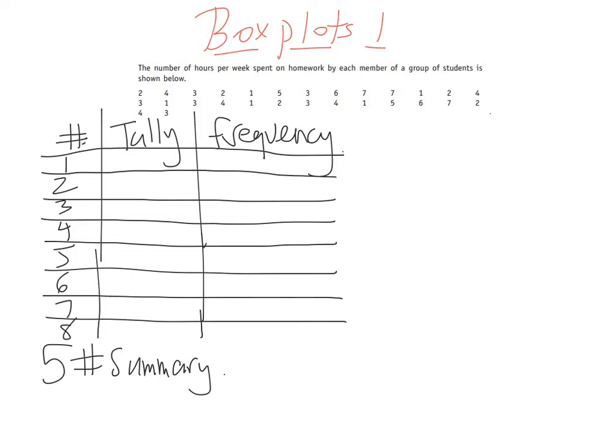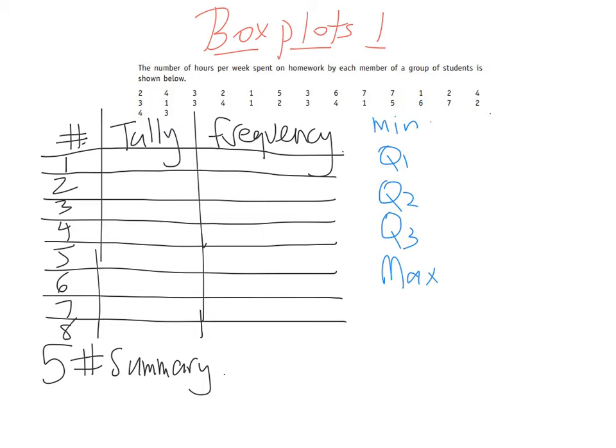Okay, to draw a box plot, what we need to do is take our set of data and write it in the form of a 5-number summary. Our 5-number summary consists of minimum, first quartile, median or second quartile, third quartile, and then also a maximum.